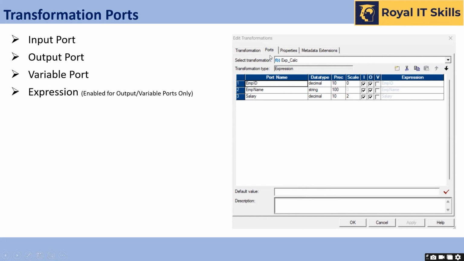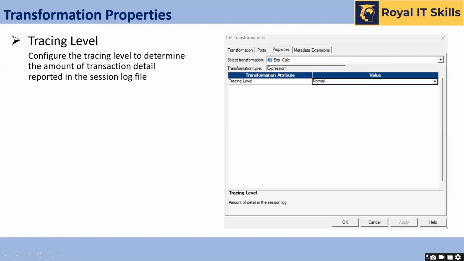So that is about the ports tab. Next, we have the properties tab. In the properties, as I mentioned yesterday, we have the tracing level. The tracing level is of 4 types: terse, normal, verbose initialization, and verbose data. Okay, I will show you this today.